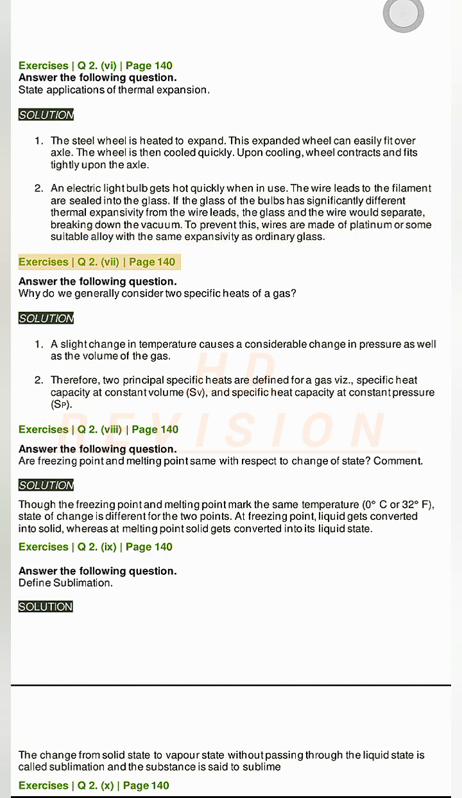Exercises Q2. B. Page 140. Answer the following question. Why do we generally consider two specific heats of a gas? Solution. 1. A slight change in temperature causes a considerable change in pressure as well as the volume of the gas. 2. Therefore, two principal specific heats are defined for a gas, viz. specific heat capacity at constant volume, SV, and specific heat capacity at constant pressure, SP.